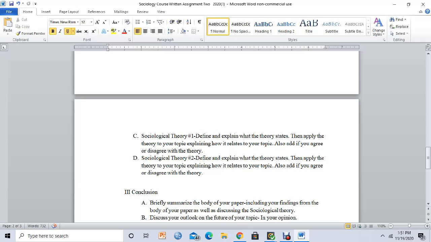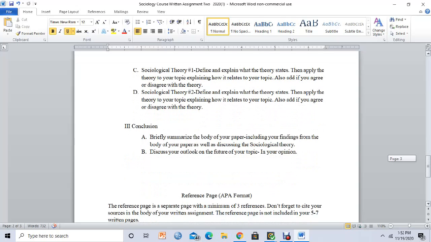Make sure you add that in your paper. It's worth 50 points. If you don't put any sociological theories, you're going to lose 50 points according to the format that I have in the syllabus. So after you've done the sociological theories, then here's the conclusion.